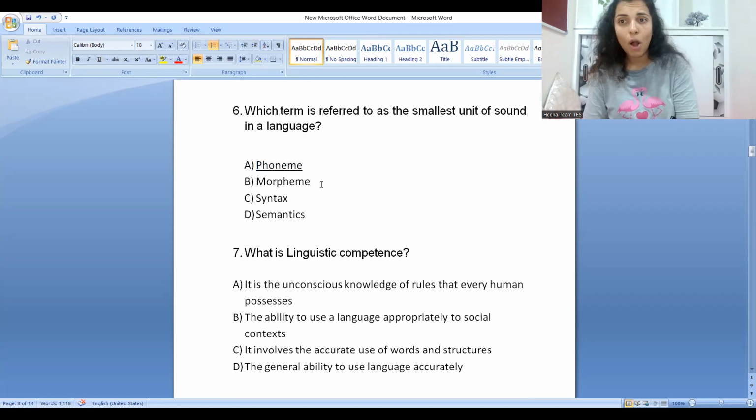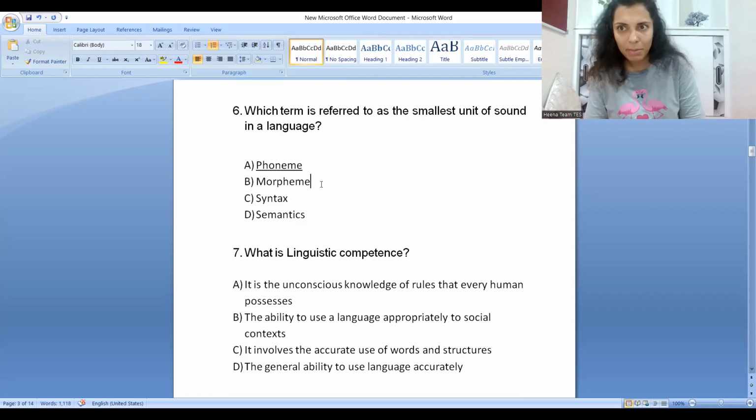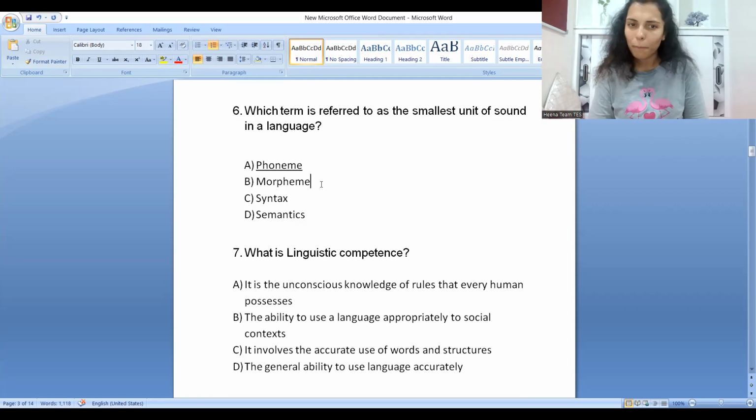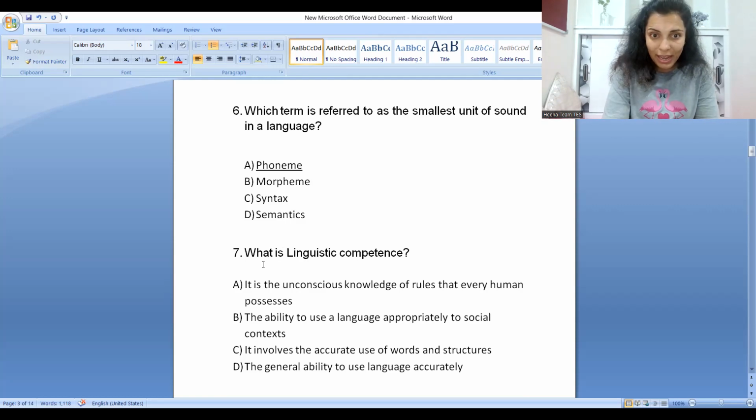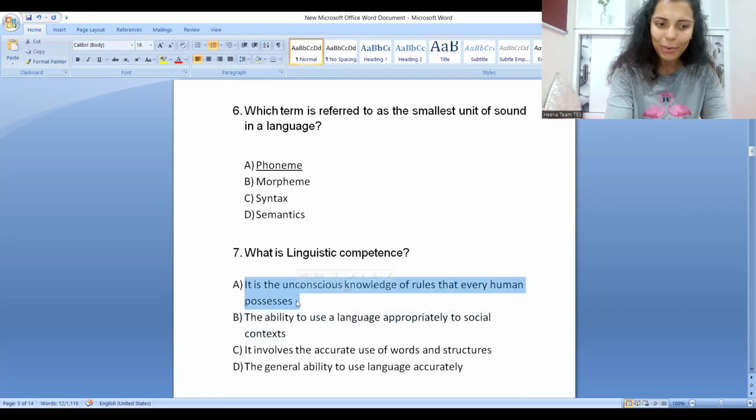Question number 7. What is linguistic competence? A. It is the unconscious knowledge of rules that every human possesses. B. The ability to use a language appropriately to social contexts. C. It involves the accurate use of words and structures. Or D. The general ability to use language accurately. बताइए, what is linguistic competence? Well, it is option A, matlab the unconscious knowledge of rules that every human possesses, you and me equally.